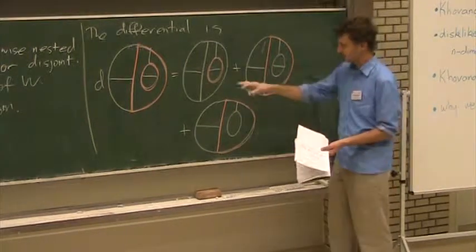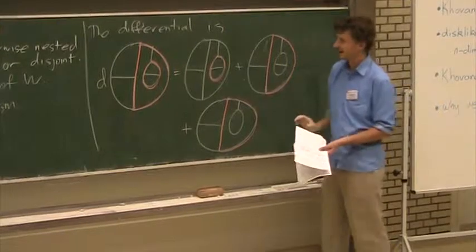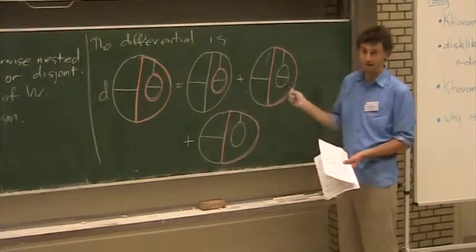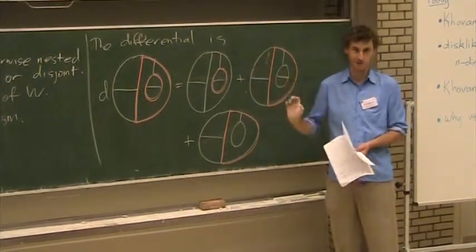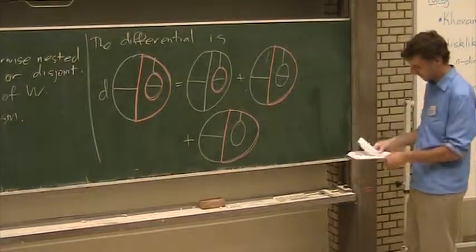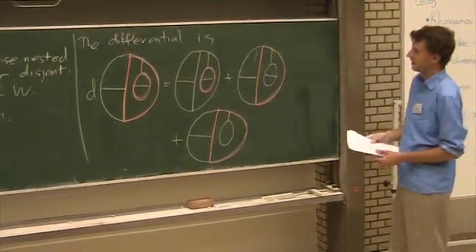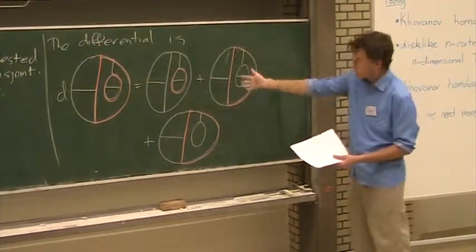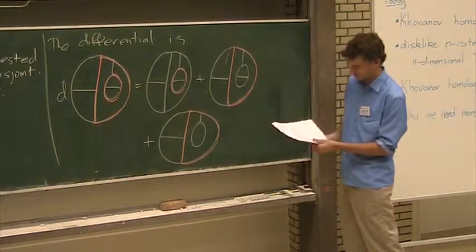D squared is zero, at least if you sprinkle signs appropriately. And it's easy to check that the zero homology recovers exactly the coordinate that we had in the first place. Okay. So this is explicitly what I mean by homotopy coordinate instead of coordinate.